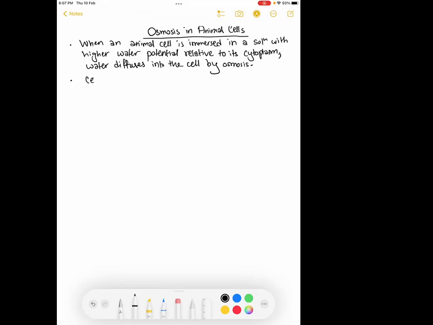So what happens, sorry, the consequences, I'm going to write in red. The cell swells, of course, and if more water keeps entering the cell, it will swell to an extent when it will burst, okay?